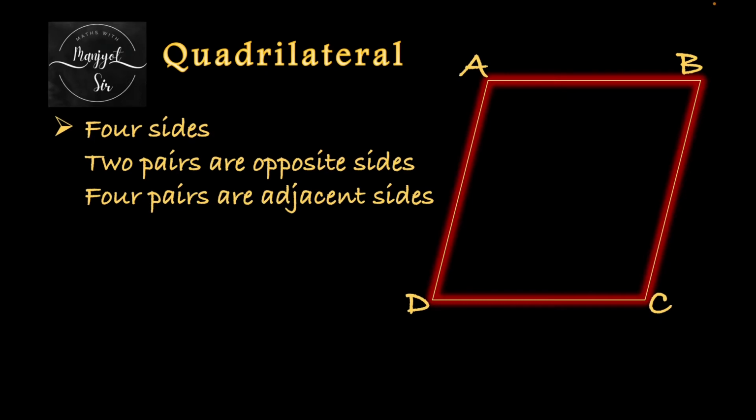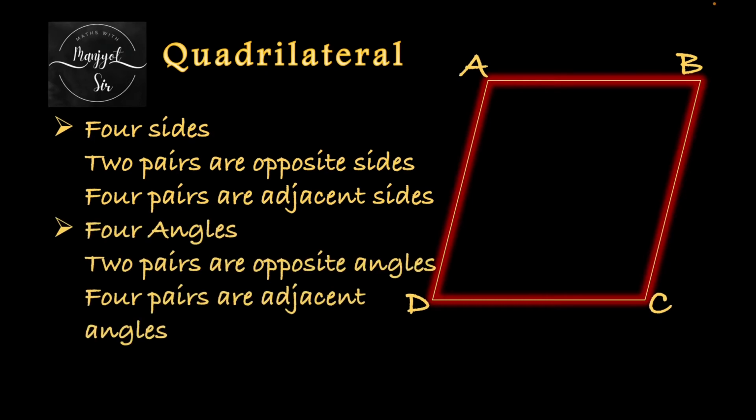Similarly, observe carefully, we have a total of four angles in which there are two pairs of opposite angles and four pairs of adjacent angles. See, if you observe angle A, observe A carefully. The angle opposite to angle A is angle C. So A and C are a pair of opposite angles. Similarly, angle B has the opposite angle D. And in the same manner we can find adjacent angles also.